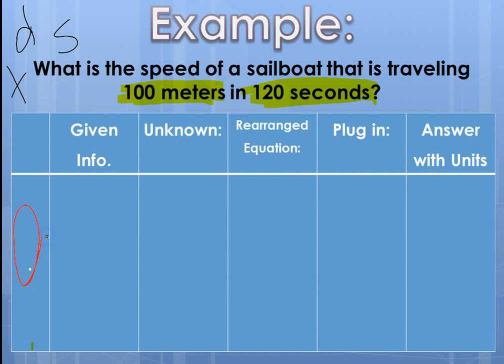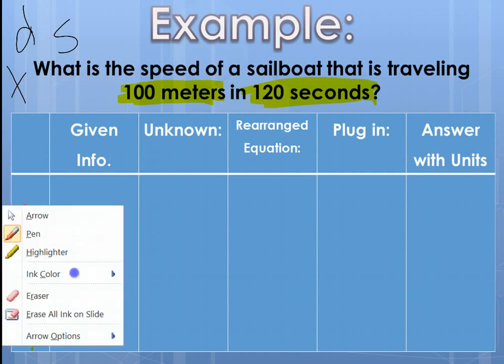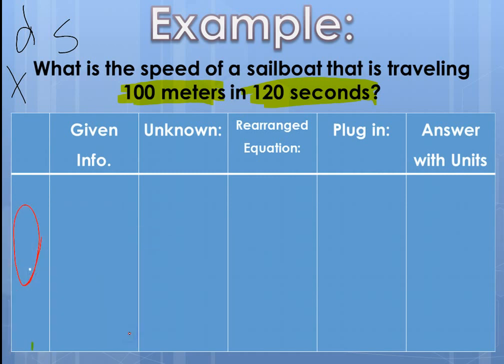So what do you think they are? Let's see. 100 meters. What is meters measured? Is it time, speed, or distance? Well, I know that meters measures distance. 120 seconds, I know that that measures time. Okay, so when I write this in here, I want to write distance equals 100 meters, and I want to write time equals 120 seconds.